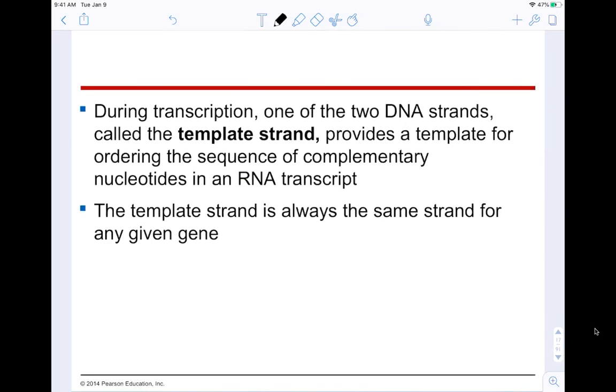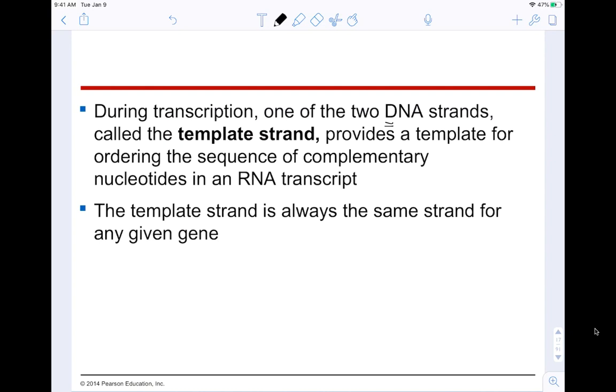So during transcription, one of the 2 DNA strands, because remember DNA is double-stranded, DNA, double-stranded, the D's, double-stranded DNA. Okay, cool, you're with me. Okay, that's called the template strand. It's going to open up and you have a template strand.